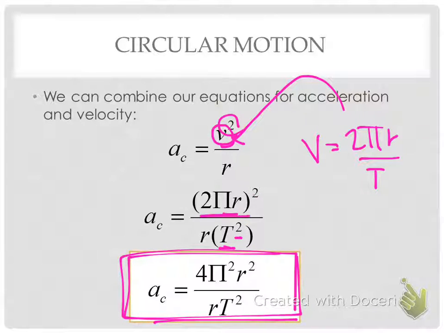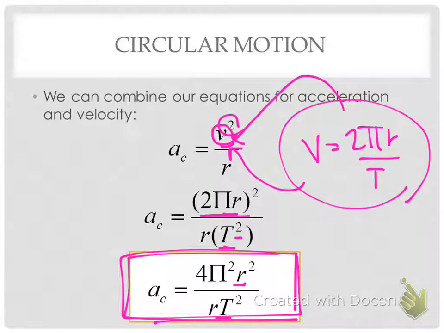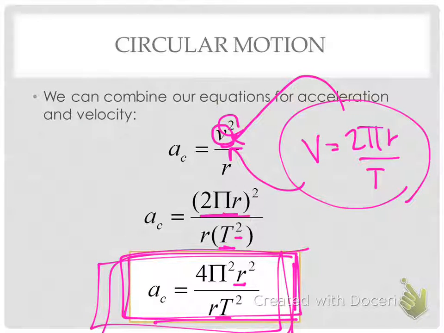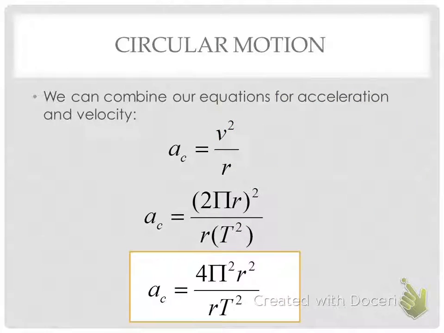This equation you can choose to write down on your equation sheet. That's fine, this expanded one. But realistically, if you're given radius and period instead of velocity, you could always just solve for velocity first and then plug it into that v squared equation. Does that make sense? You don't have to use this big jumbo equation here, but you are welcome to. Questions? Okay. Very good.